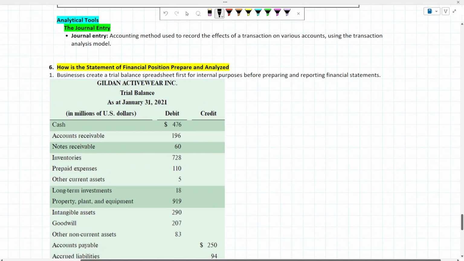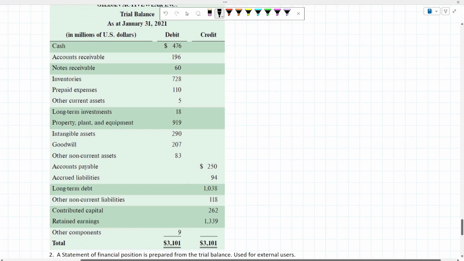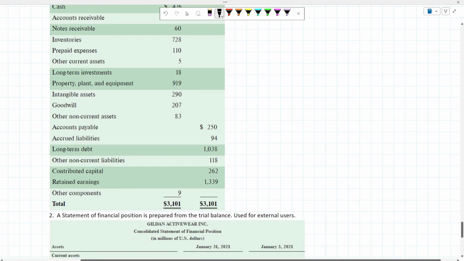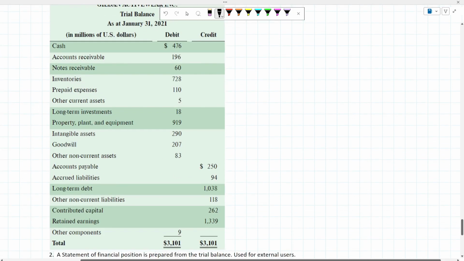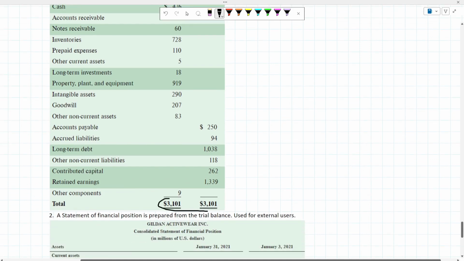How is the statement of financial position prepared and analyzed? So one, businesses create a trial balance spreadsheet first for internal purposes before preparing and reporting financial statements. So you can see a trial balance. This is just for internal purposes to see everything, how your cash and your assets are going. Then you have your current assets, your non-current assets, your liabilities on the bottom here, and you have your contributed capital, which is your shareholders' equity. You have your debits here, your credits on the right side, and you always want to make sure these equal each other.